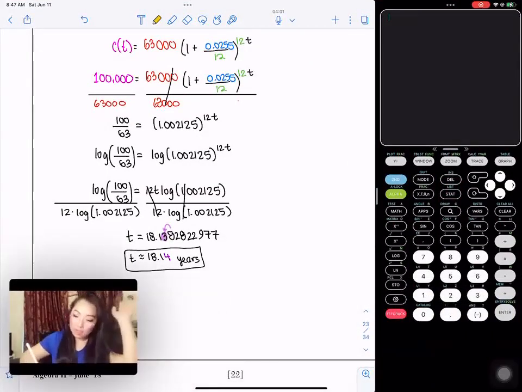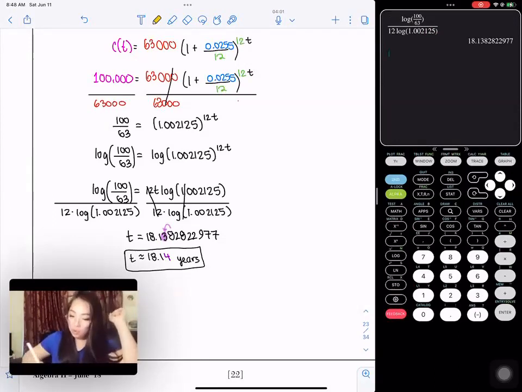You know who you are, you won't even use the fraction bars, and that's fine, but you got to know how to use it correctly. So I'm going to show you how to do it correctly. You use alpha x and set it as a fraction, and this is 12 log of 1.002125, and that's 18. That's the right way to do it.